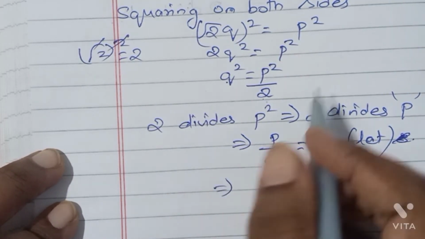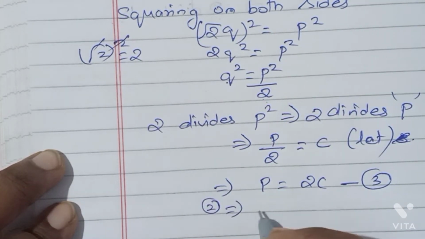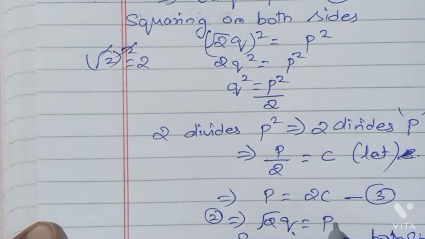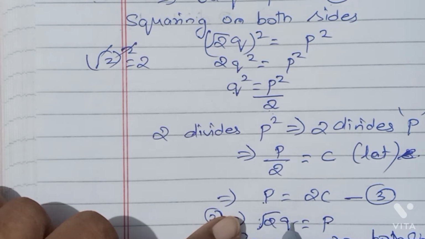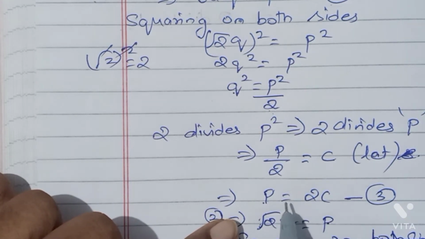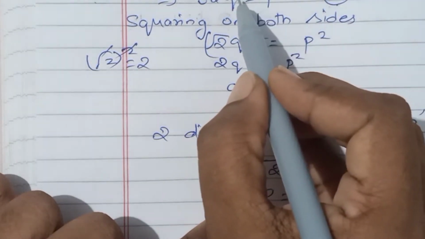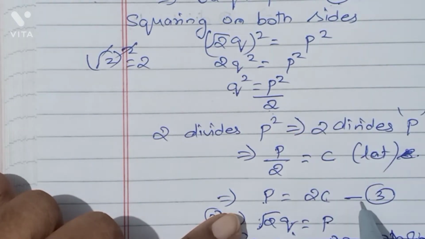So actually consider the second equation. What is the second equation? Second equation implies root 2q is equal to P, isn't it? So I'm going to apply this P value. I'm just going to substitute the second equation in the third equation. So in the place of P, I'm just going to substitute root 2q. We have found the third equation, P is equal to 2C. Now what we are going to do is, the second equation we have found out, the value of P is root 2q, we are going to substitute that. So we are just going to substitute the P value in the third equation.